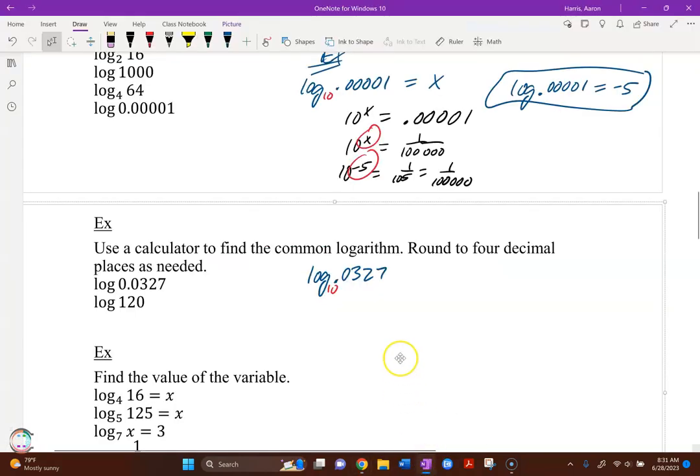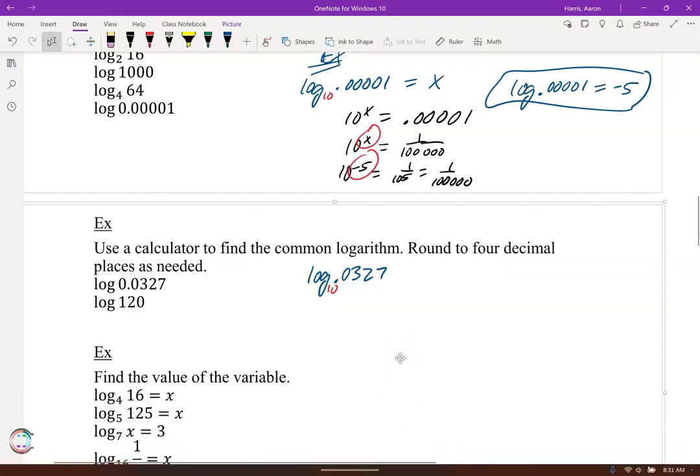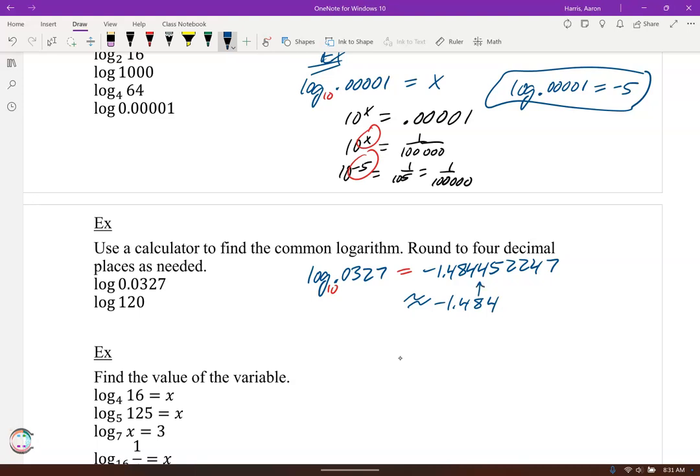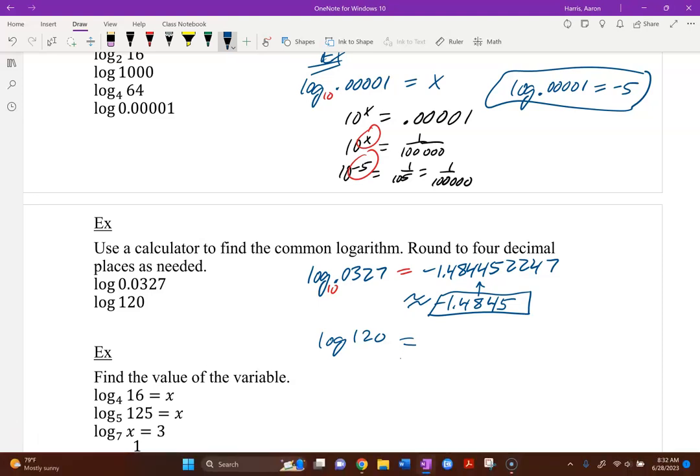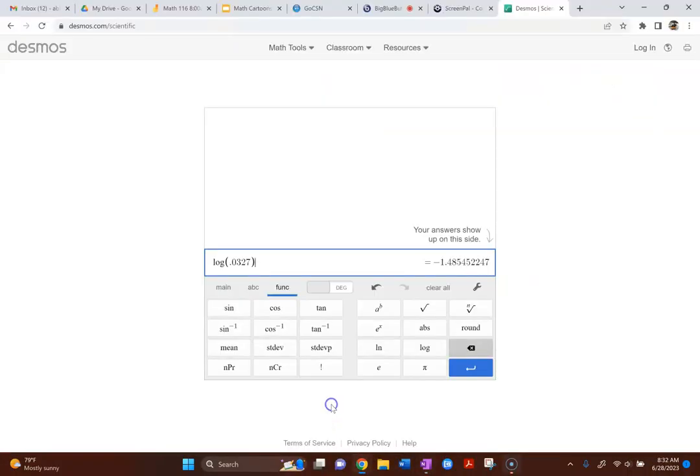Let's go ahead and punch that in. Round to 4 decimal places. And so right here, I look to the right of the 4 and it looks like it's a 5, so that'll bump it up: negative 1.4845. Okay, let's do a log of 120 as well. Punch in log of 120 now.